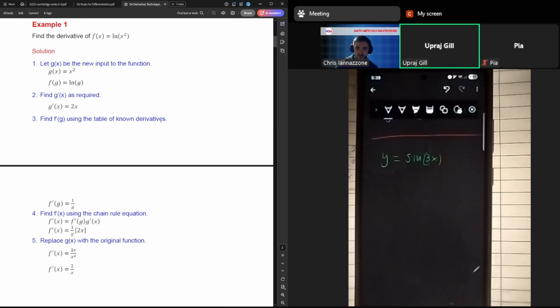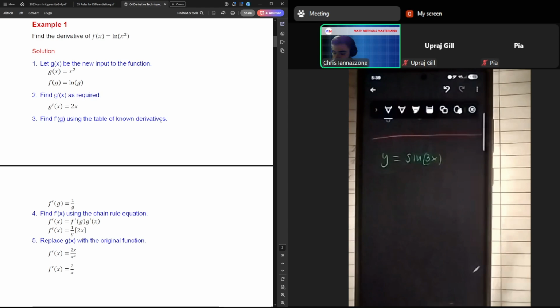Do we need to use it because the thing inside the brackets is not x? Correct, absolutely. It's a 3x, not an x. And so from that point onwards, we now know we have to use our chain rule. How do we use chain rule?